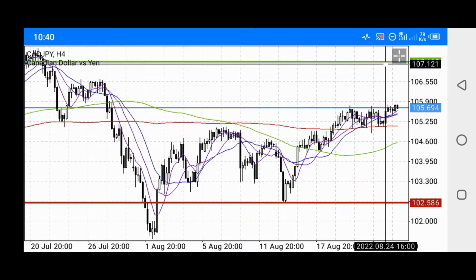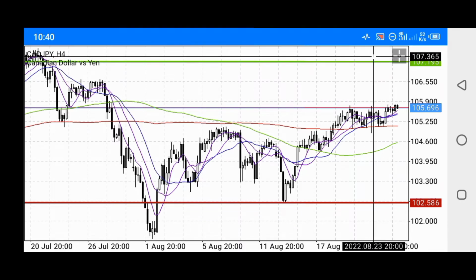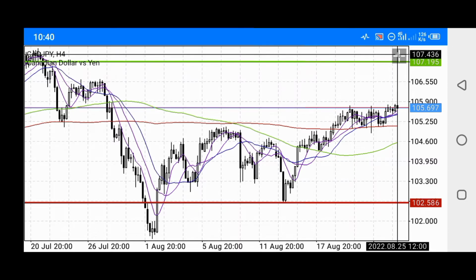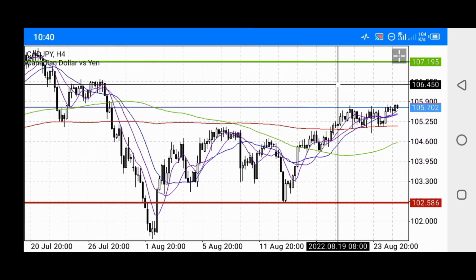But if price breaks this major resistance level, you can place an aggressive buy stop order right above it, or if you are a conservative trader, you can wait for price to go up a little bit. Maybe price will retrace down to this resistance level, and if you see rejection, you can place a buy stop order. So that's all on the CADJPY analysis.